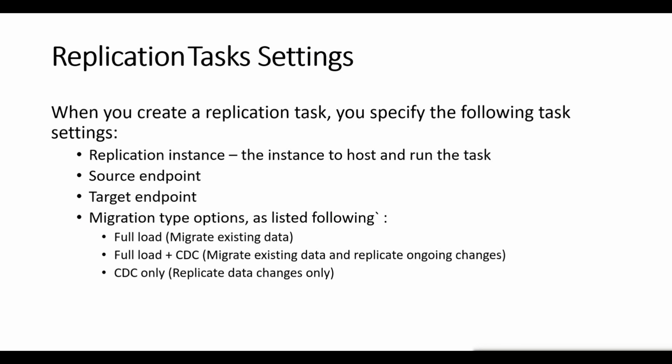In a homogeneous migration, using native export and import tools might be more efficient at loading bulk data. In this situation, you can use AWS DMS to replicate changes starting when you start your bulk load, to bring and keep your source and target databases in sync.